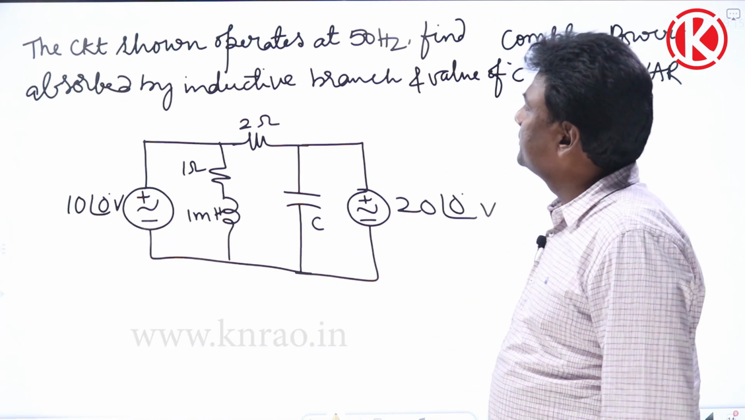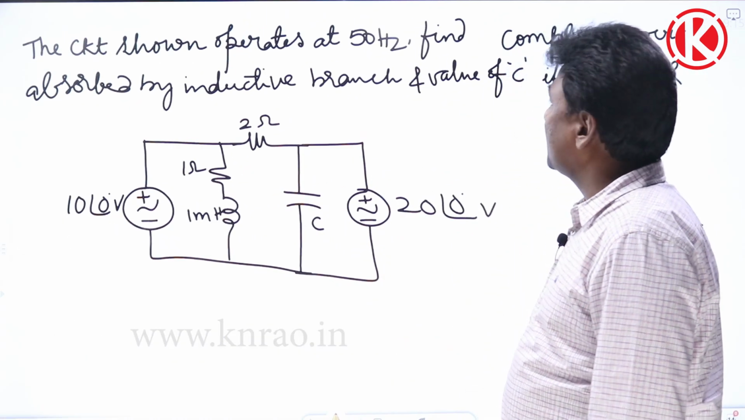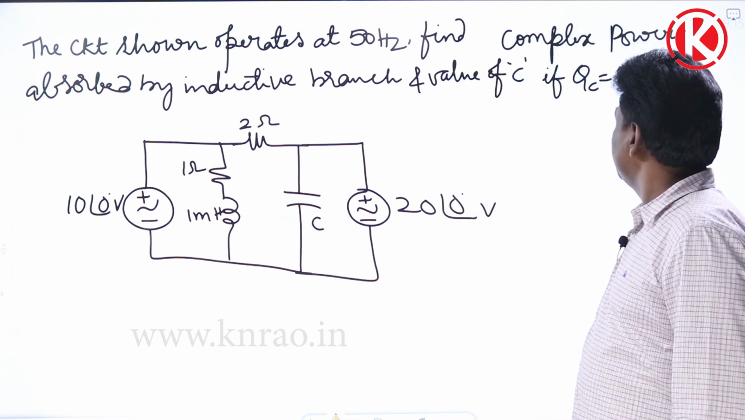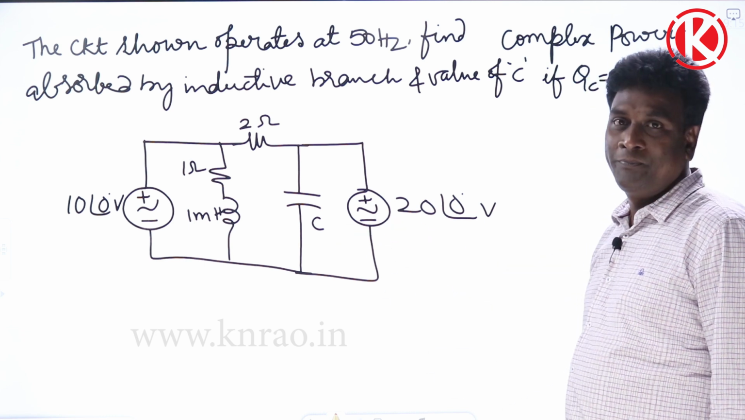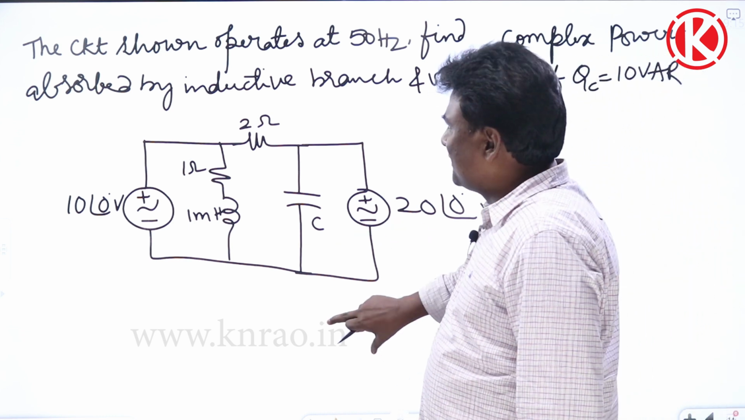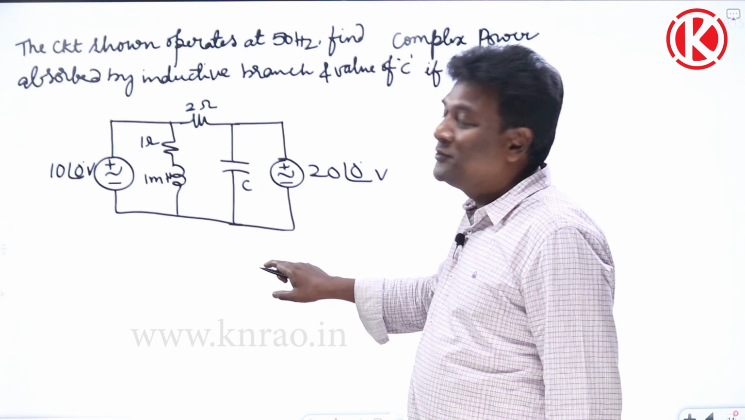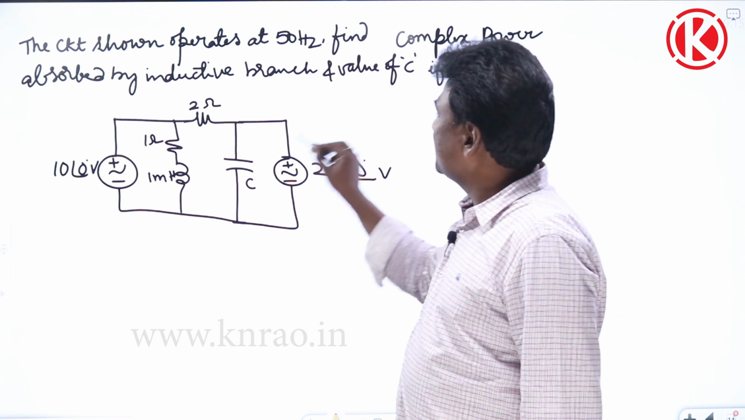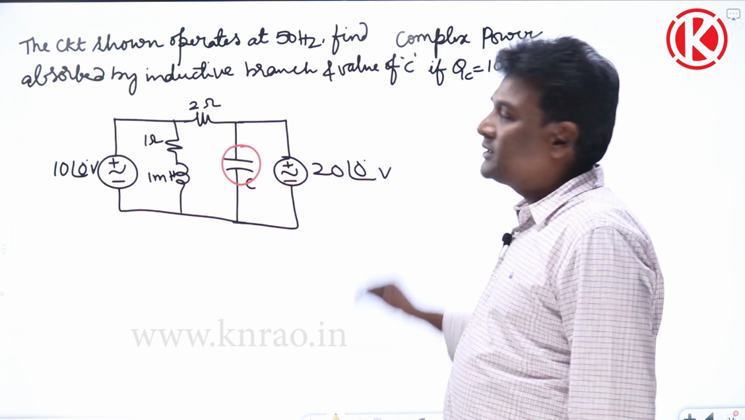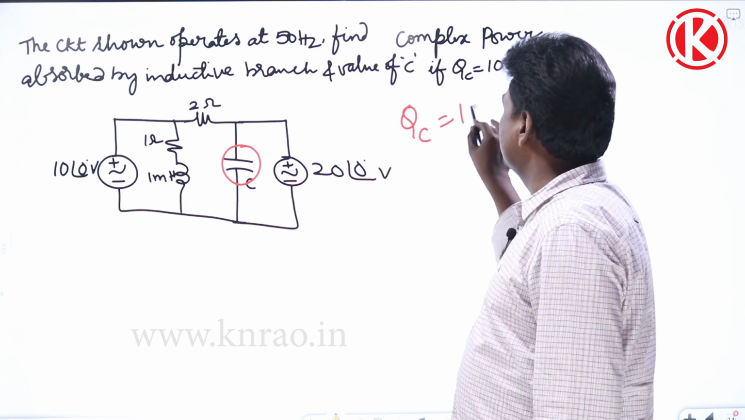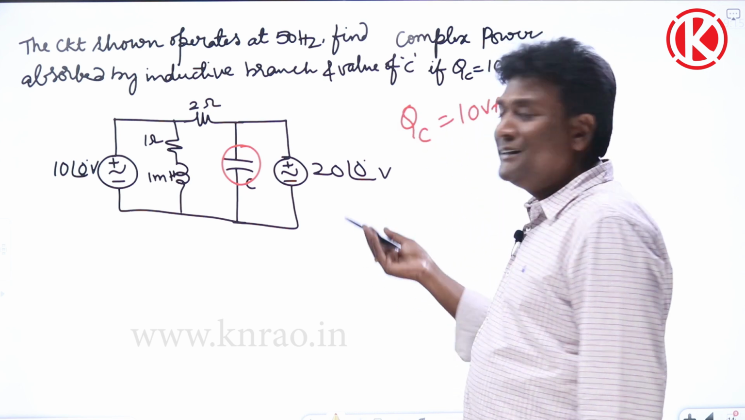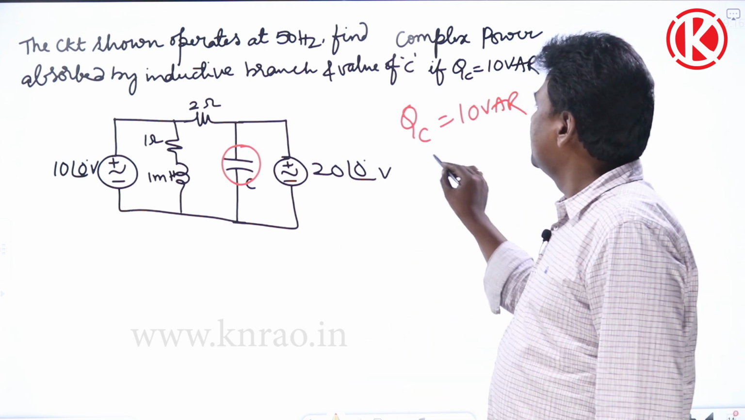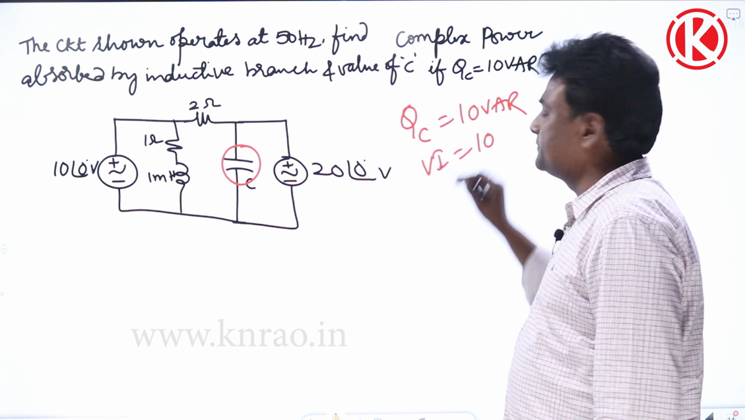Now let us consider this problem. The circuit shown operates at 50 Hz. Find complex power absorbed by the inductive branch and value of capacitor C if QC is 10 VAR. Already we know that a capacitor always delivers reactive power, inductance always absorbs reactive power. Anyway, for the capacitor value, reactive power delivered QC is 10 VAR, and there is nothing like resistance, so Vi sin phi, sin phi being unity, so Vi is going to be 10.